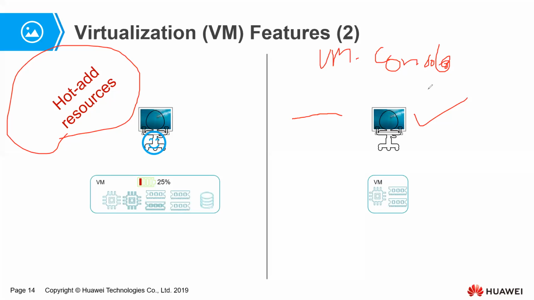But physical machines can be operated using monitors. When you're on your physical machine, you have the monitors. But in the case of virtual machines, you need some kind of console for you to be able to monitor and utilize your virtual machine.